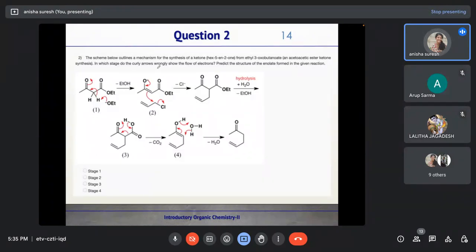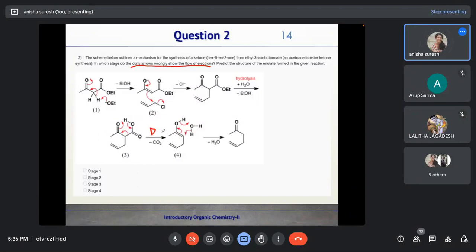So here we have to find which curly arrows represent the wrong flow of electrons. First, this OEt minus, which is the base, will be abstracting the proton, giving rise to enolate. And this oxygen will be falling back, and this double bond will go and attack this allyl chloride, giving rise to this product. Upon hydrolysis, this ester will be converting into acid. Then we have seen that if there is high temperature, then this sort of reaction can take place where CO2 will be removed, right?